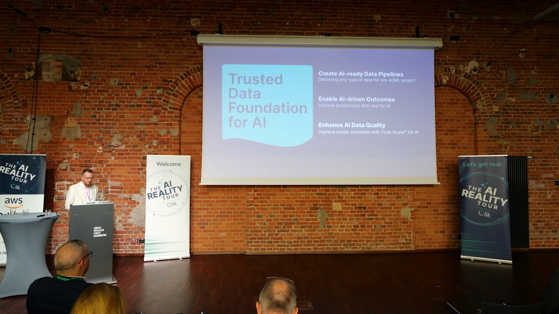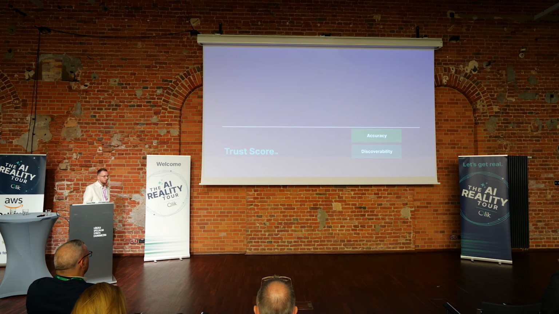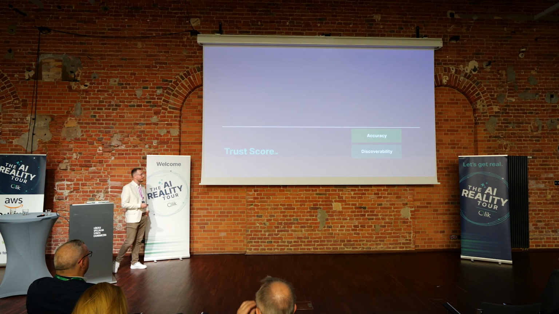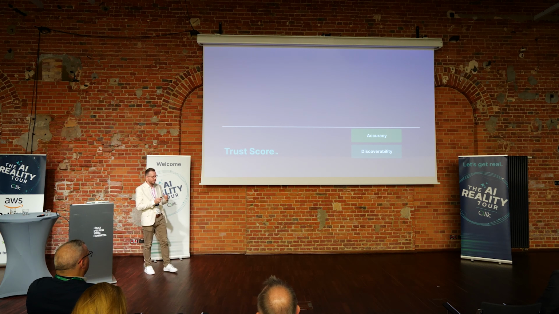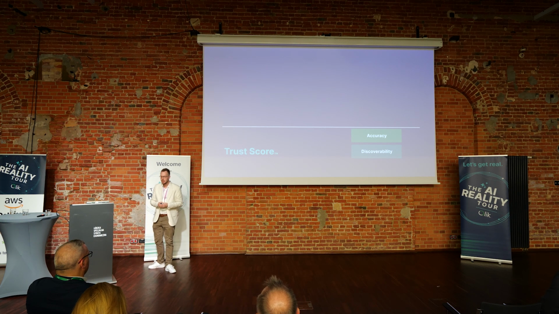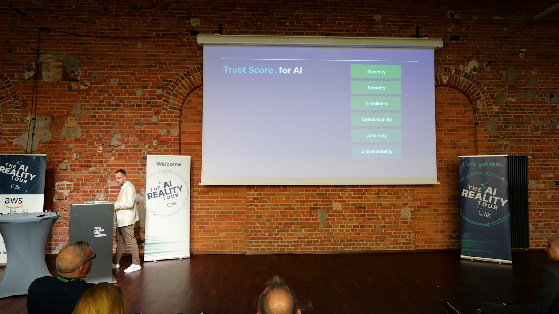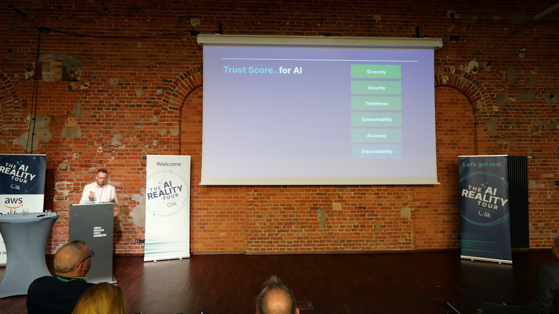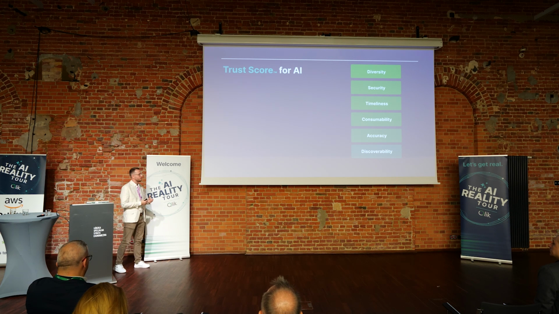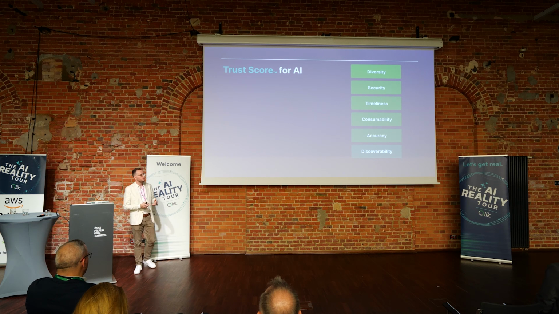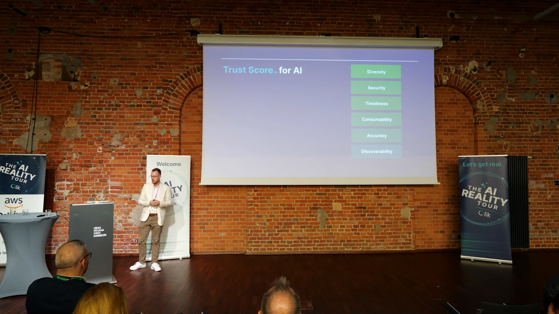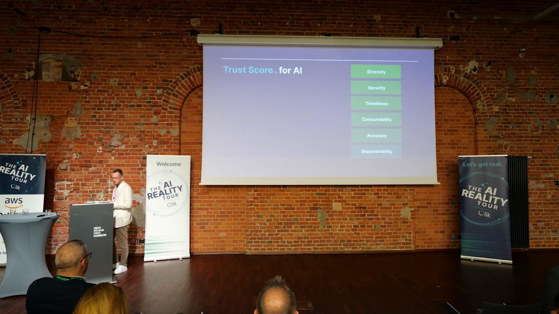And trust score, what is that for people who don't know it? We have certain dimensions, factors which describe data quality: diversity, security, timeliness, consumability, accuracy, discoverability. Essentially, it's dimensions and measures to give you an indicator of how the data quality is looking in your data sets. And now that as well for AI.